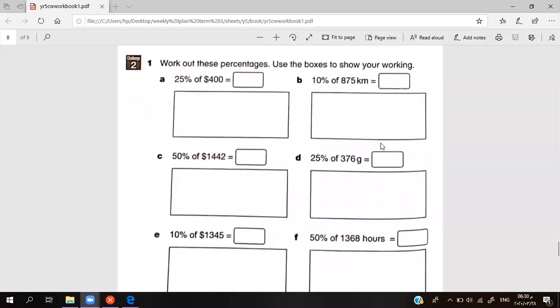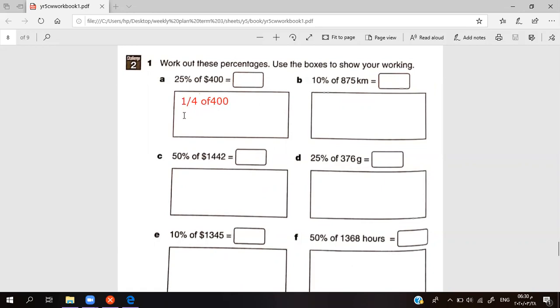Let's try here. 25% of 400. We agreed that to turn 25% into a fraction, it's 1 over 4 of what? Of 400. Okay, now I will do what? I will divide the 400 by the denominator. That's what we used to do to get the quantity of a fraction.